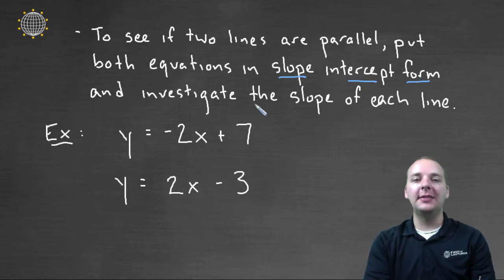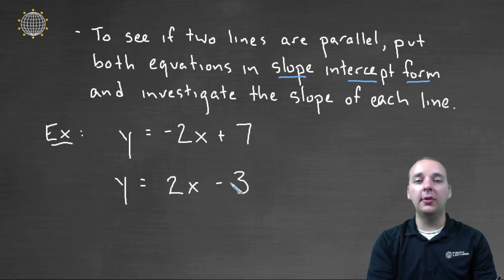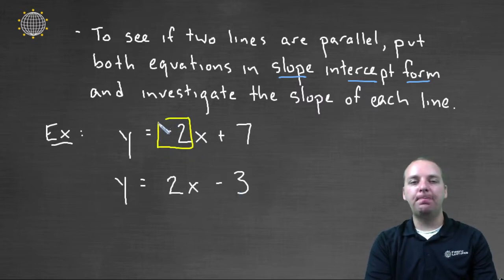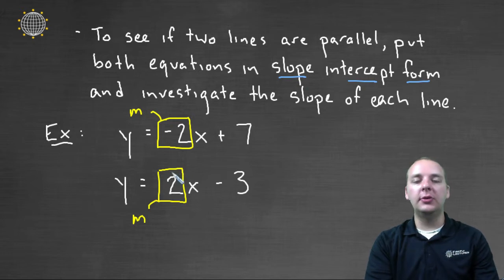And then it says to investigate the slope of each line. So look at this example here. I have y equals negative 2x plus 7 and y equals positive 2x minus 3. The plus 7 and the minus 3 have no bearing on whether these are parallel or not. They don't matter. But what does matter is the m. So I'm going to look at the m for the first equation and the m for the second equation. The slope of the first line is negative 2. The slope of the second line is positive 2. Those two lines are not parallel because the slopes don't match.